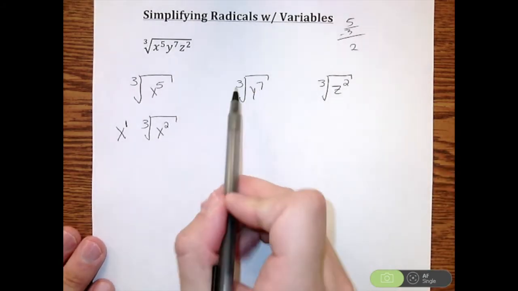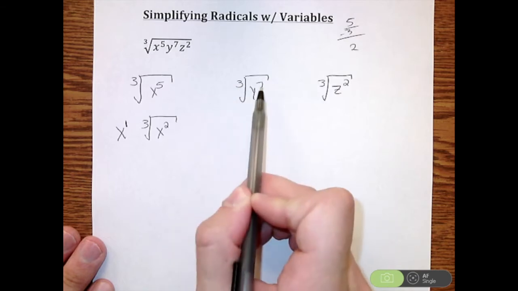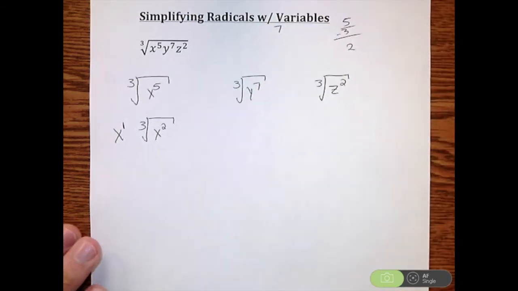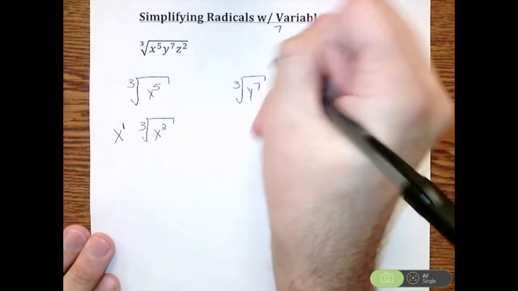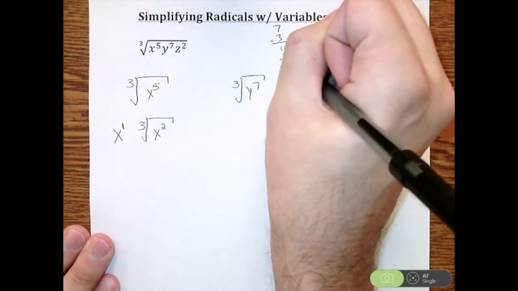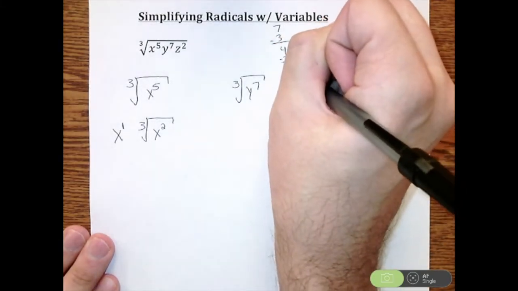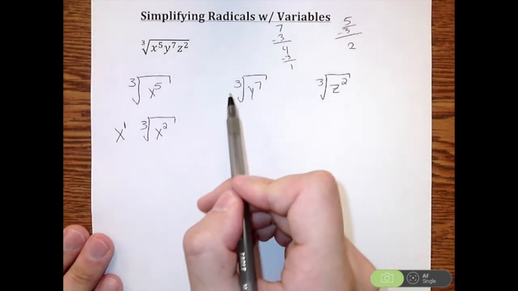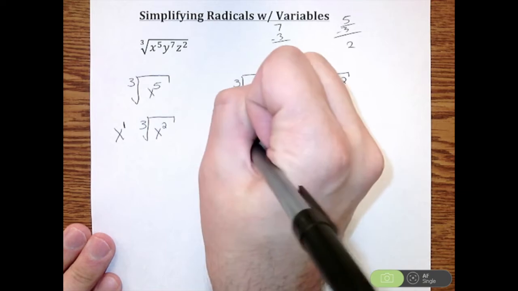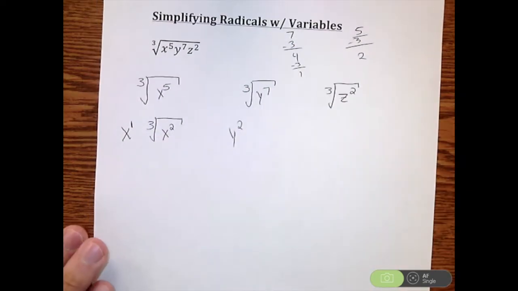On this next one, I have the cubed root of y to the seventh power. So again, I ask myself, how many times can I take 3 away from 7? You can think of it as a subtraction way, or you can think of it as 7 divided by 3, whichever works. So you can take away 3 once, and you're down to 4. You can take away 3 again, and then you're down to 1. So I was able to take away 3 from 7 twice. Since it's twice, I'm going to have a y squared on the outside.